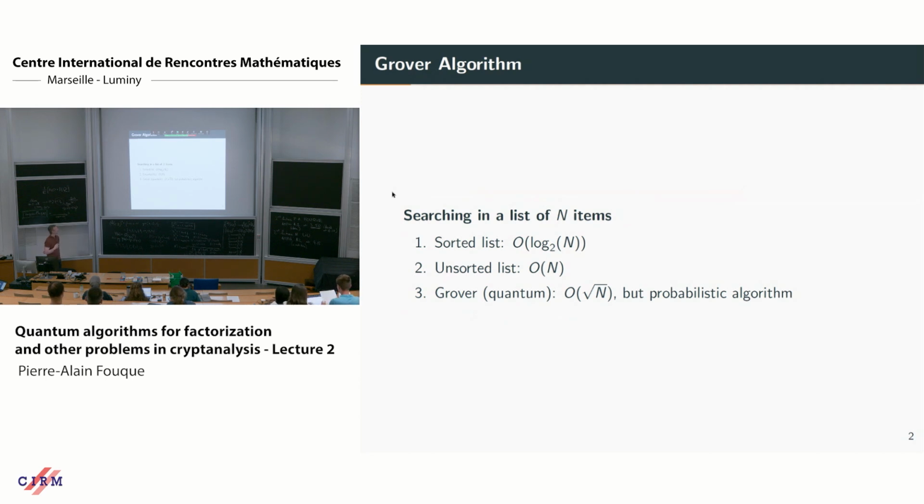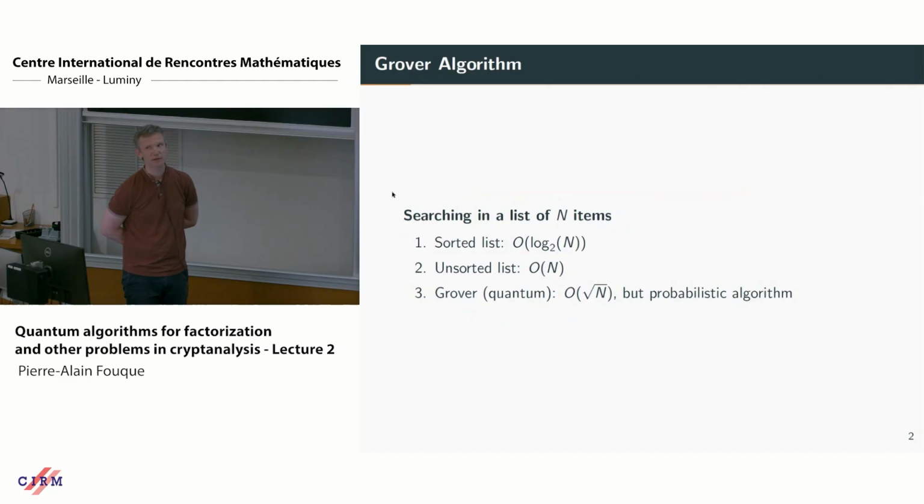And you can, in fact, Grover's algorithm can do this in square root of n. Okay? So the algorithm is probabilistic. So at some point there is some probability of error, but the probability can be made very low. It's a very interesting algorithm, and it has nice applications in symmetric crypto.